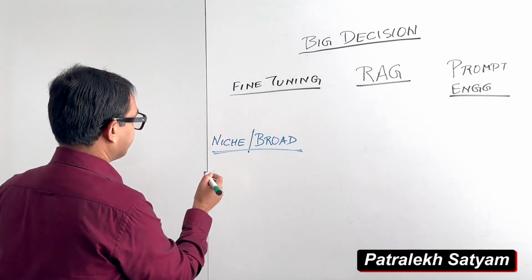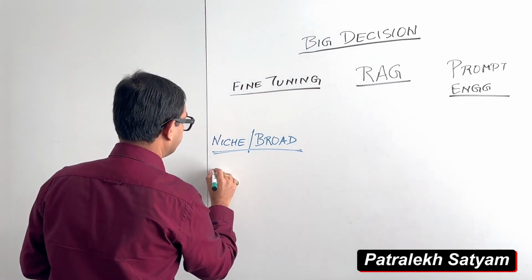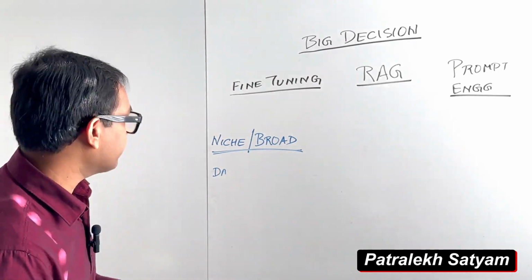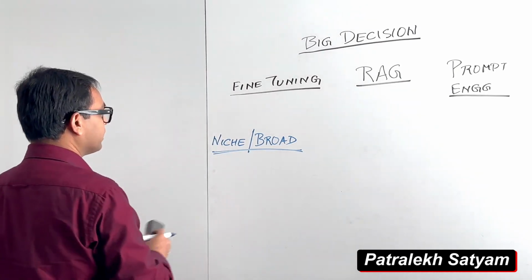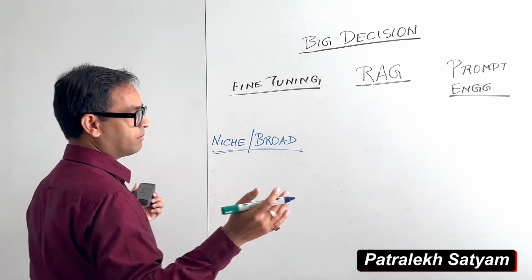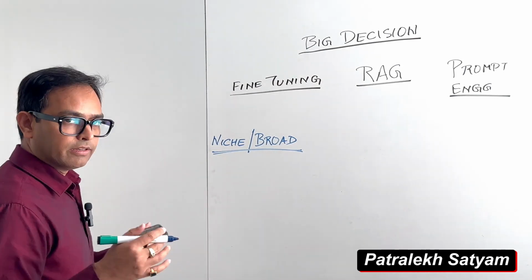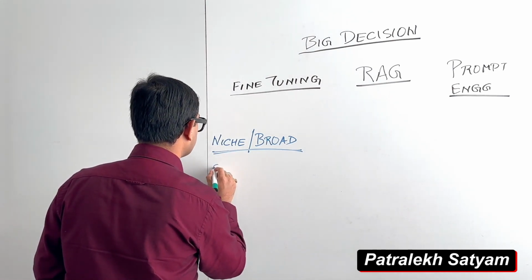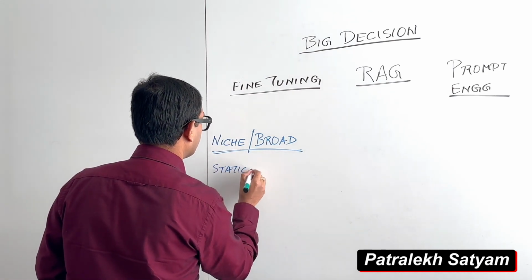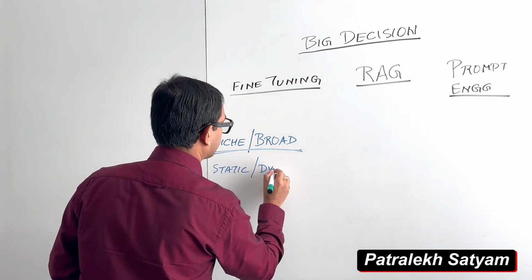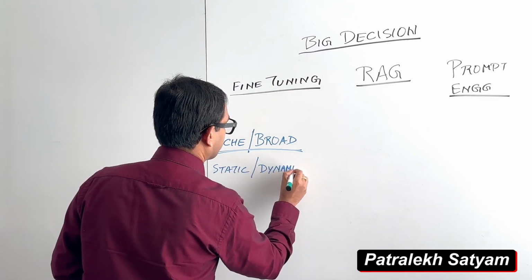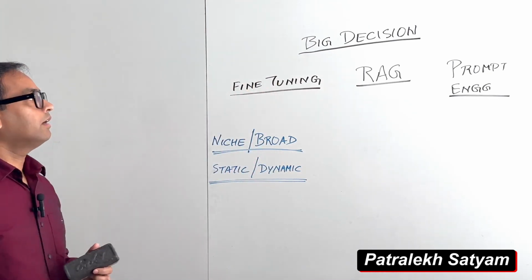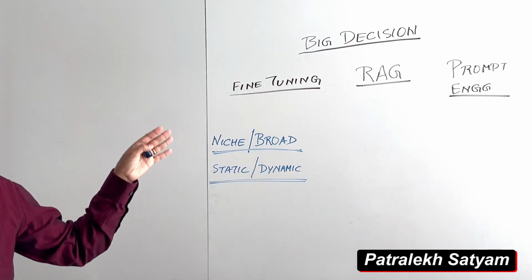Then your data. So your data is static or it is dynamic. So the data set on which you're working, is it frequently changing, or it is something more or less static and it's not changing much? So whether the data is static or dynamic, this is the second very important factor in choosing which one we will go with.